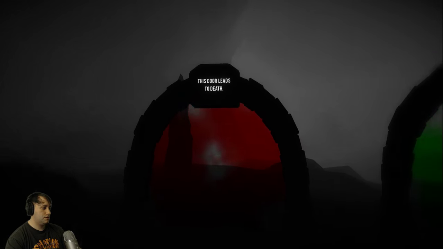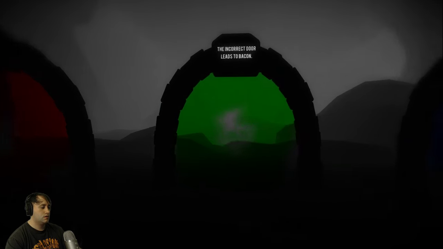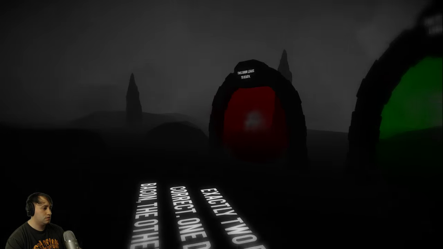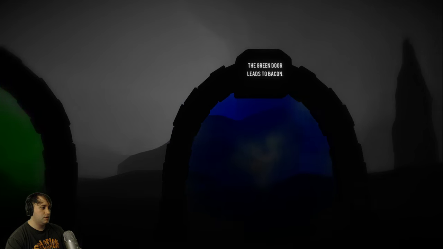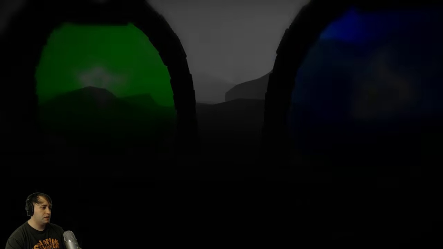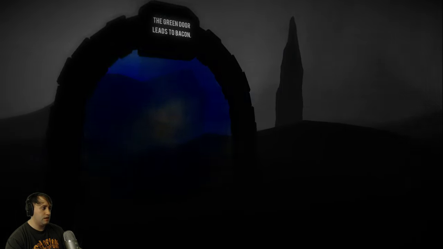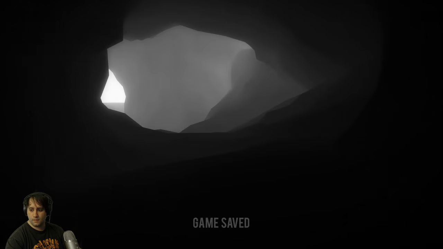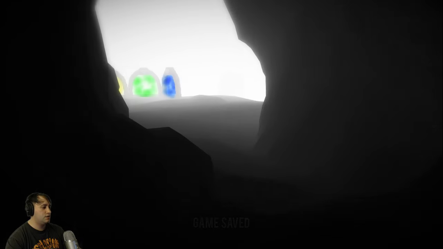Okay, so, supposing these two are correct. This door leads to death. Okay, so we don't take that door. And the incorrect door leads to bacon, meaning we go to this one. That would mean this is false, because the green door leads to bacon, but it's correct, so it leads to death. So let's do blue.